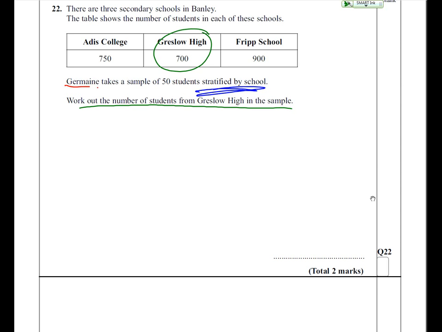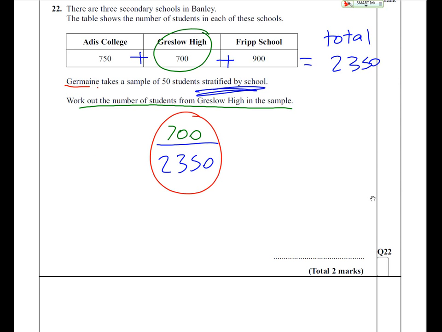So here's Greslow High. So as a fraction, there's 700 students, and the total number of students we can do by adding 750 plus 700 plus 900. So if you want, you can use your calculator. 750 plus 700 plus 900. 2,350 students is what we're talking about. Okay, that is a fraction of students that are from Greslow High. Okay, and we want that fraction of students of 50.